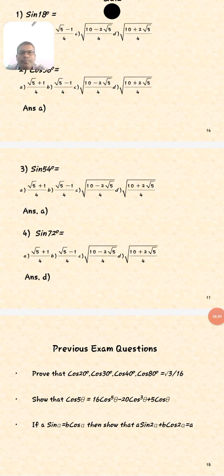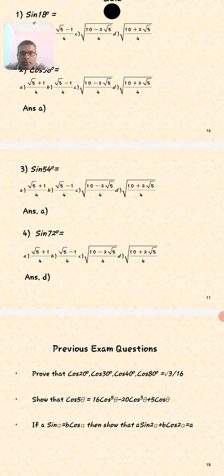Number 3, sin 54 degrees. A is root 5 plus 1 by 4, B is root 5 minus 1 by 4, C is square root of 10 minus 2 root 5 by 4, D is square root of 10 plus 2 root 5 by 4. The answer is option A, sin 54 is equal to root 5 plus 1 by 4.